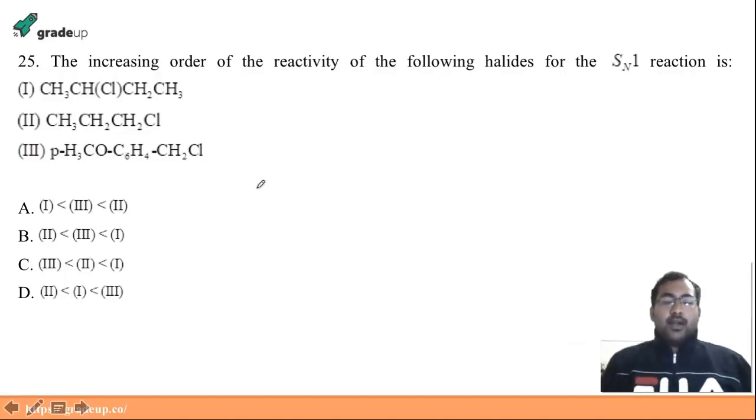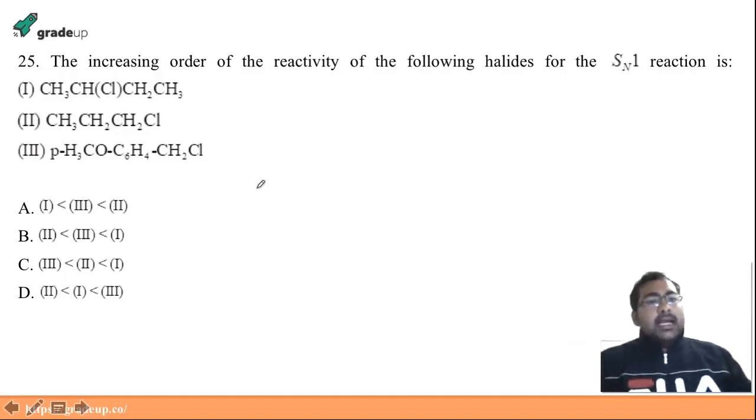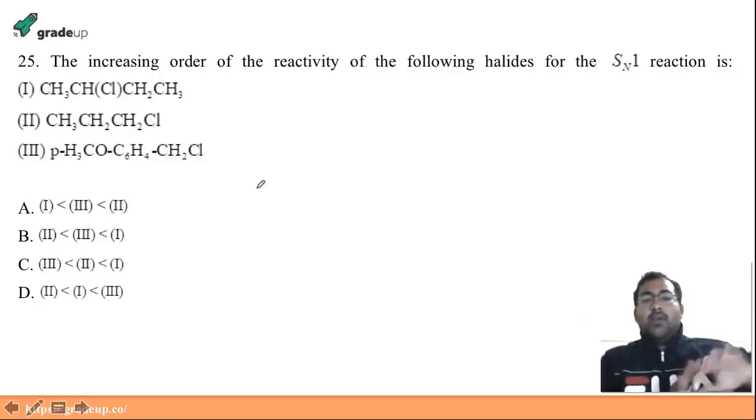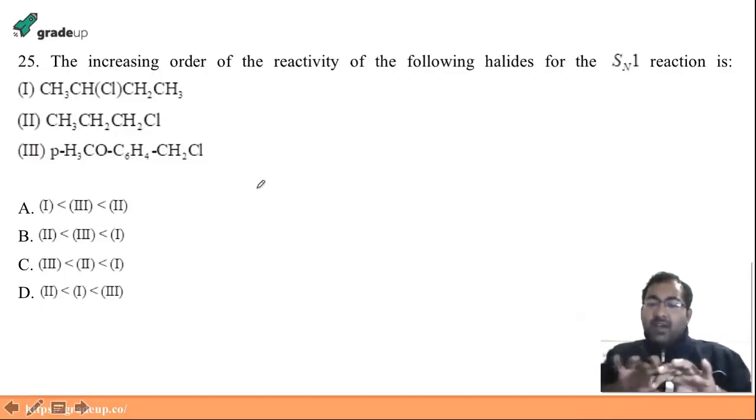Okay, so now the 25th question. The increasing order of reactivity of the following halides for SN1 reaction. So what is the SN1 reaction? For SN1 reaction, you need to first form a stable carbocation. The stable carbocation is needed for an SN1 reaction, because in SN2 reaction, the attack of the reagent and the leaving of the leaving group take place simultaneously. In SN1 reaction, first the leaving group leaves, then the reagent attacks.